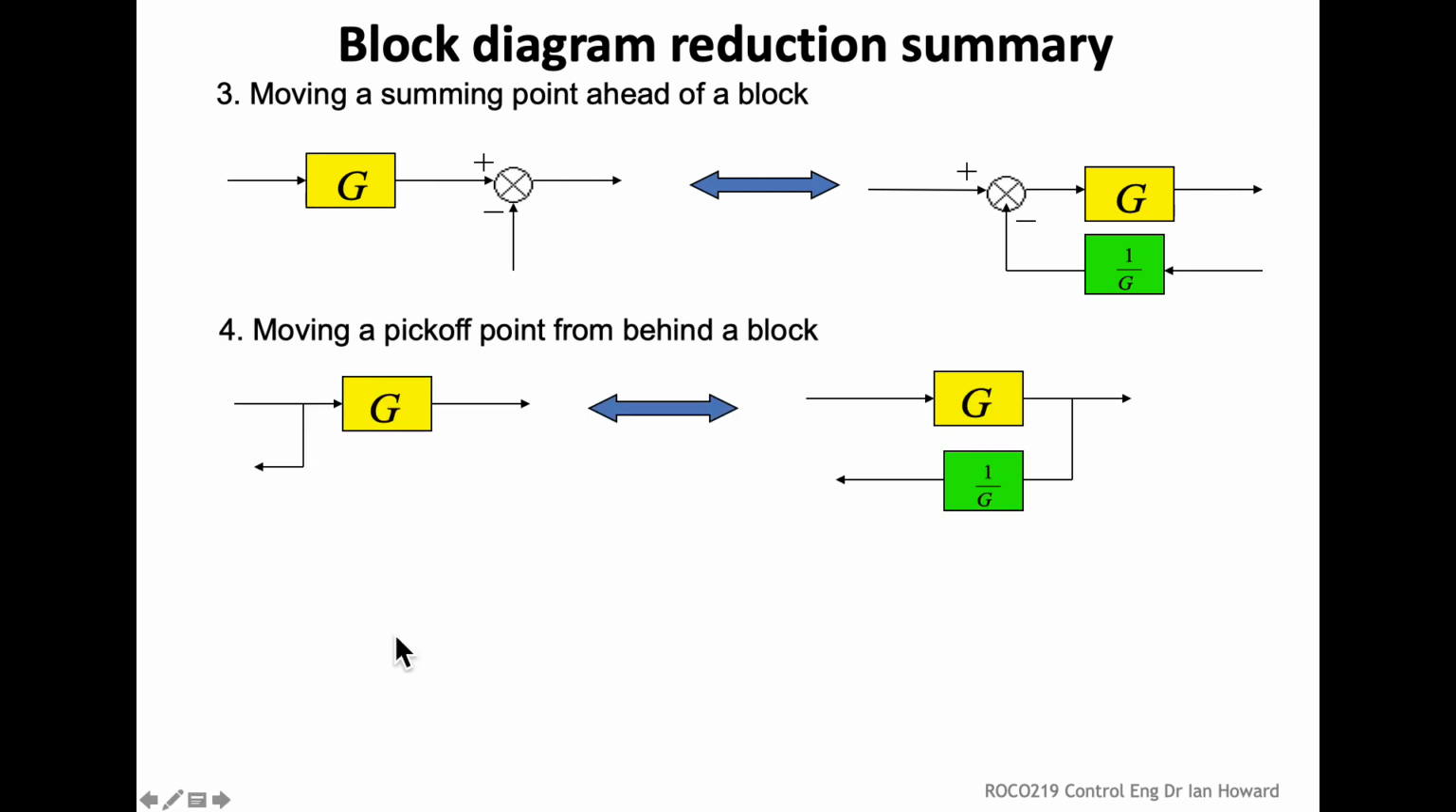So here we're picking off something from behind the block and we want to put it in front of the block. So in this case, it's not getting scaled by G. So if we put the pick-off point in front of this block with the G in it, then the signal's going to have been scaled by G, and then we've got to divide by G to get it back to like it was before.